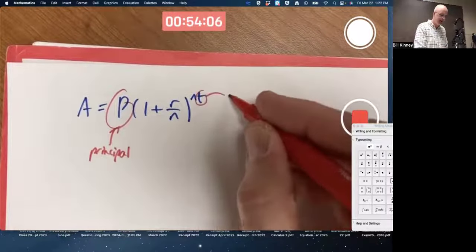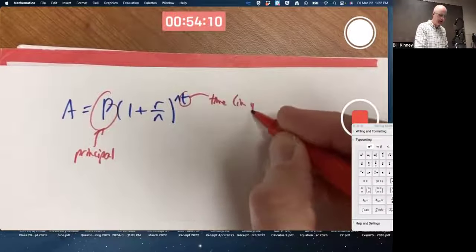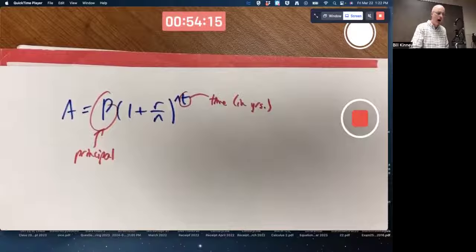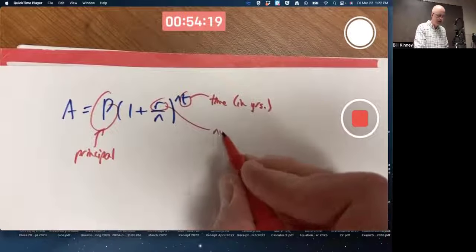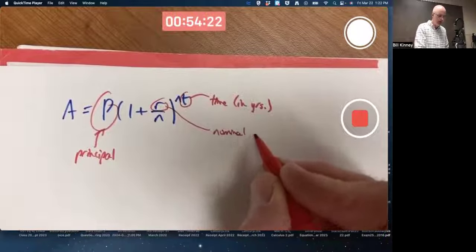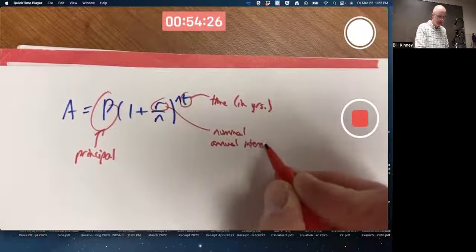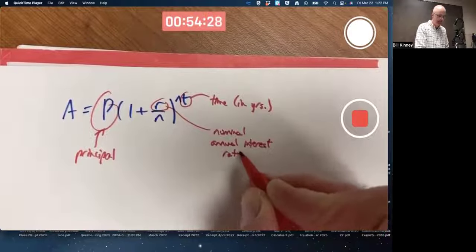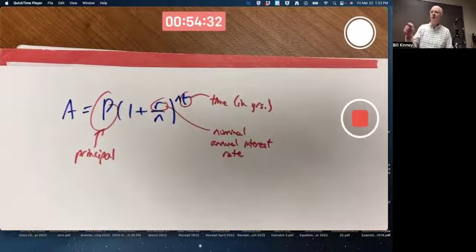T is the time, most typically written in years. R is the nominal annual interest rate. And if it's, for example, 4%, percent means per 100, 4% really means 4 divided by 100. It would be 0.04 in that case.